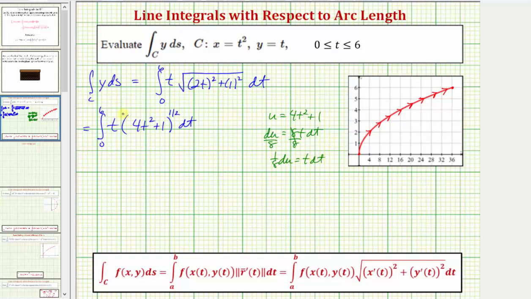So if needed, we could think of all of this in terms of u as, again, t dt is equal to 1/8 du, and the quantity 4t squared plus 1 to the 1/2 would be u to the 1/2, which means the antiderivative would be 1/8 times u to the 3/2 divided by 3/2, or 2/3 u to the 3/2. So in terms of t, we'd have 2/3 times the quantity 4t squared plus 1 to the 3/2.